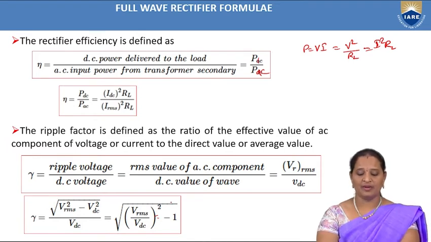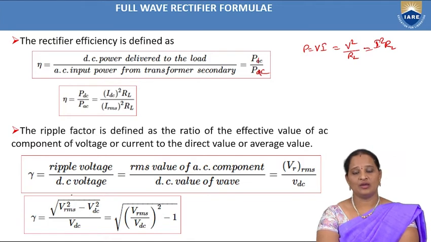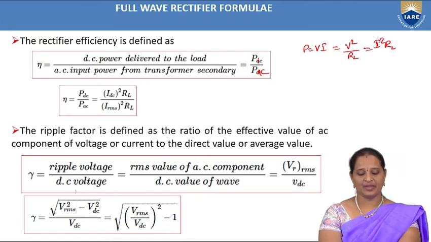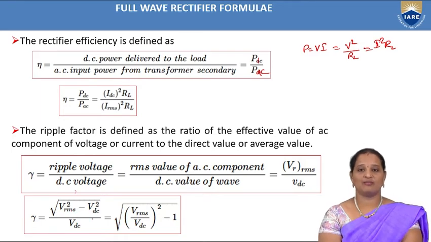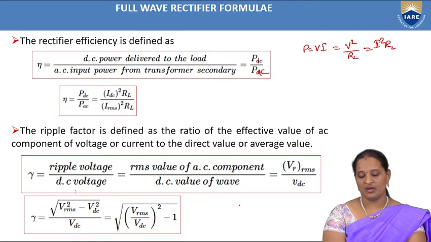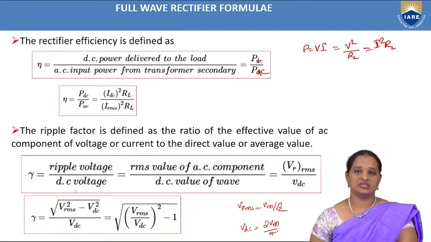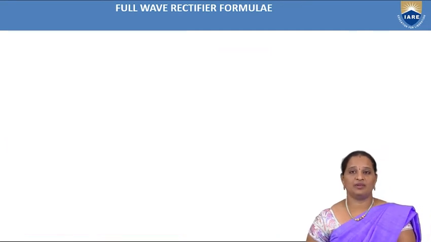We can also have an alternate formula for the ripple factor, which is gamma equals the square root of (VRMS square minus VDC square) by VDC, and we can also obtain the equation as the square root of (VRMS by VDC) whole square minus 1, where VRMS is Vm by root 2 and VDC, as we already know, is 2 Vm by pi. So this is the formula for the ripple factor.